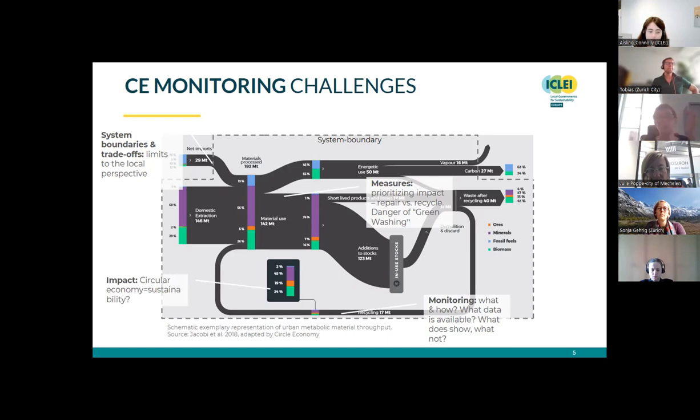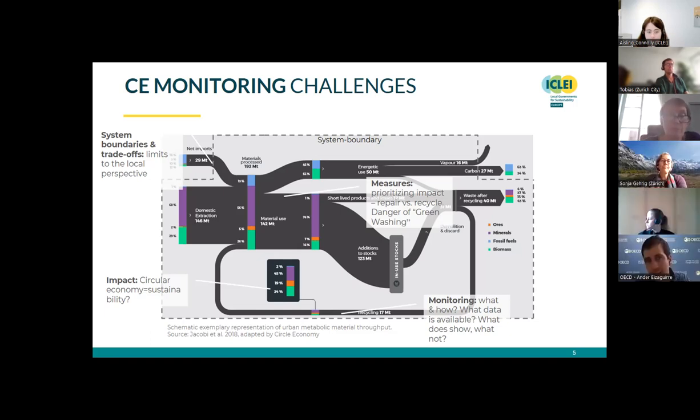And of course, in terms of interpreting the results, it can be done in very different ways. Sometimes a simple statement like "circular economy equals sustainability" is difficult and challenging. It is something that stakeholders and policymakers like, but researchers sometimes have difficulties providing, because of all the trade-offs and challenges associated with becoming more circular while increasing the overall material use or the overall energy use, which does not make a city more sustainable per se.